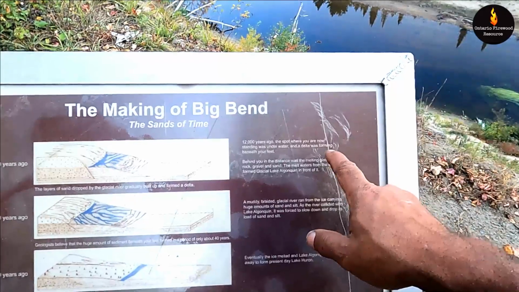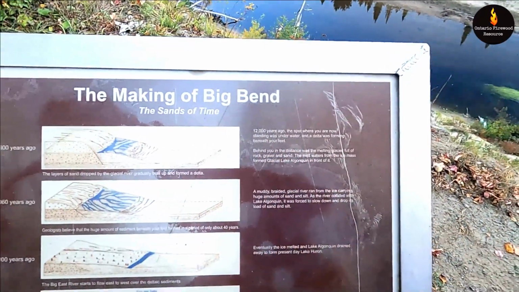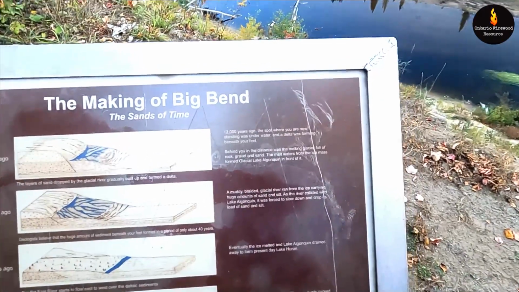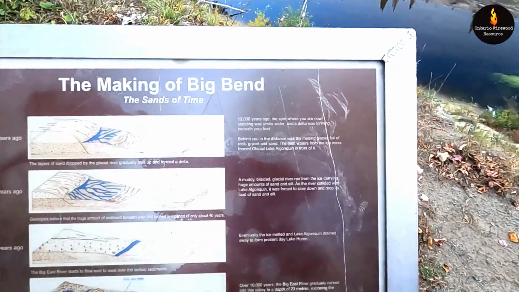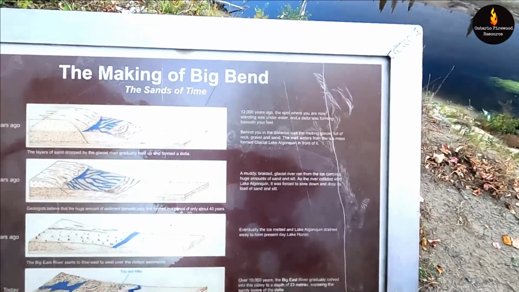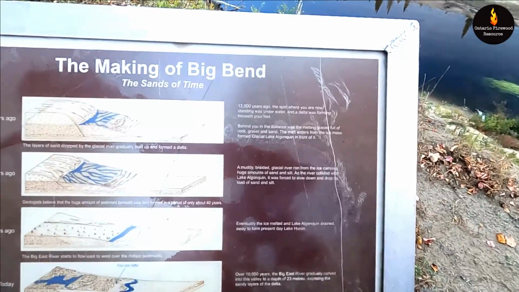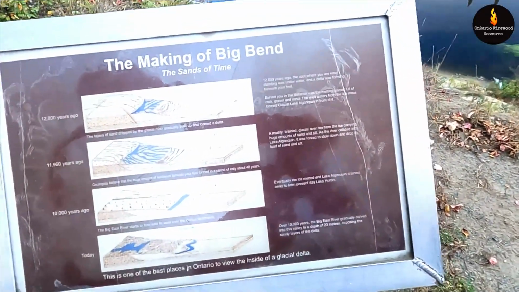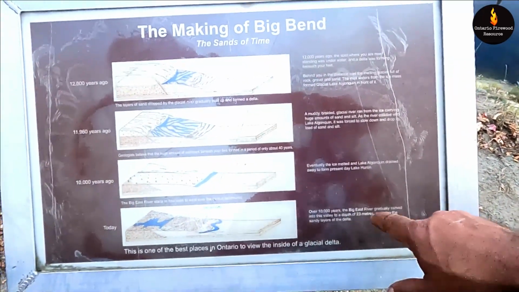12,000 years ago, the spot where you are now standing was underwater and a delta was forming beneath your feet. Behind you in the distance was the melting glacier full of rock, gravel, and sand. The meltwaters from the ice mass formed Glacial Lake Algonquin in front of it. A muddy, braided glacial river ran from the ice carrying huge amounts of sand and silt. As the river collided with Lake Algonquin, it was forced to slow down and drop its load of sand and silt. Eventually the ice melted and Lake Algonquin drained away to form present-day Lake Huron.